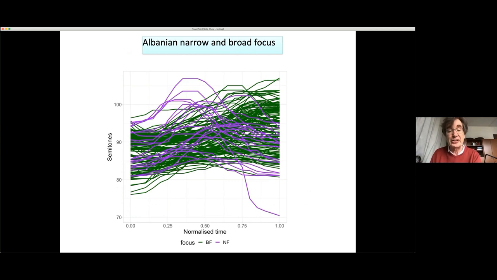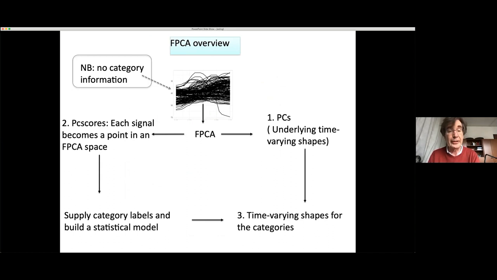Because it's not really clear to see. I mean, there is some indication of a peak here. There may be one here. Notice that this would also be extremely difficult to segment. I mean, where, for example, are you going to place the target in a contour like this? Is it here or is it down here, etc.? And this is one of the very good things about FPCA, which is that we don't have to do that.